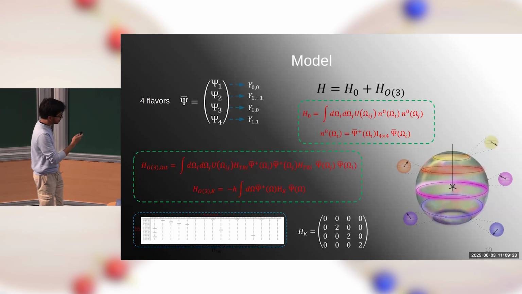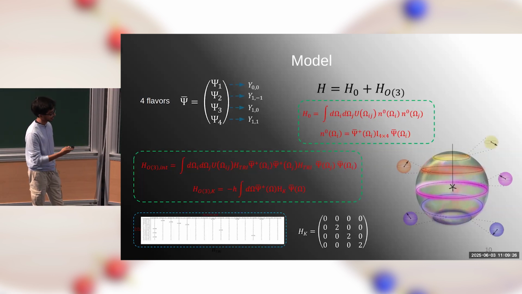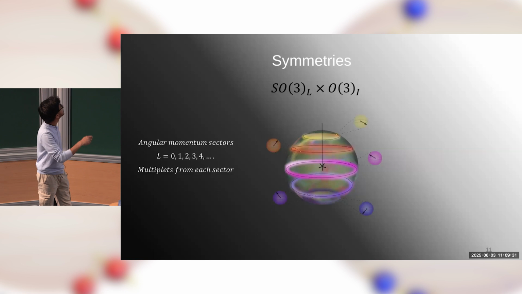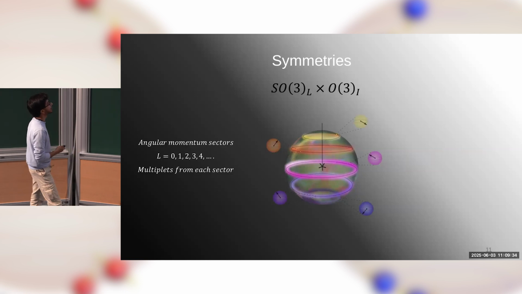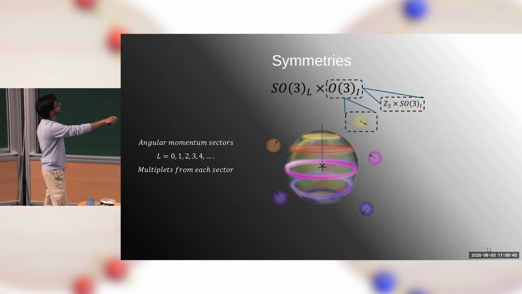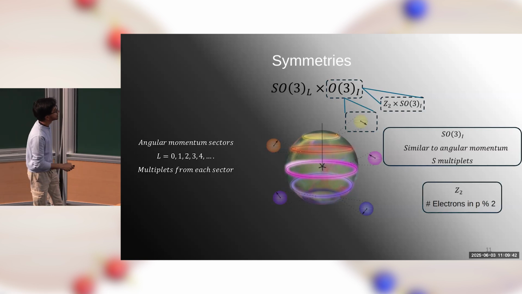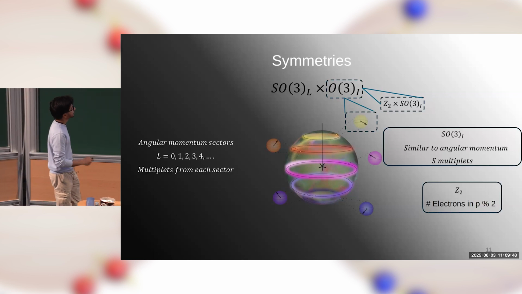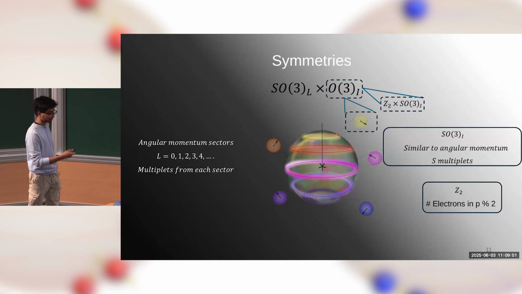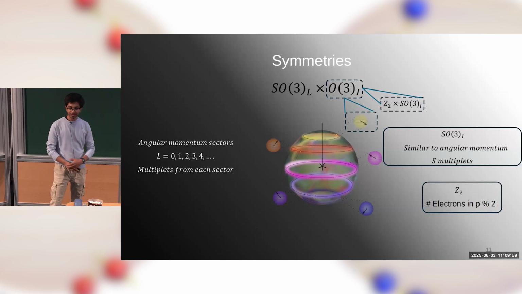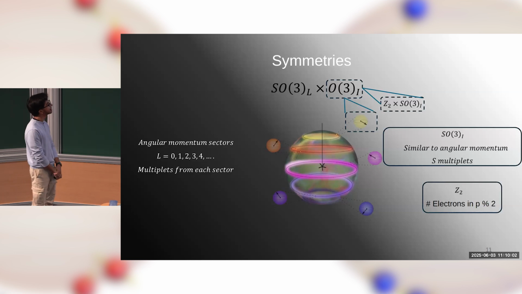And this model has some symmetries. The SO3L is of course from the sphere rotation part. You get angular momentum multiplets from that, and then you have the internal symmetry O3I that divides into improper and proper parts. This gives you the S multiplets, and the Z2 part, which is basically how many electrons you have on the p orbital. We get quantum numbers corresponding to that, and then we use all these quantum numbers to do the ED in specific sectors. So we managed to reach 12 electrons in 48 orbitals using ED.